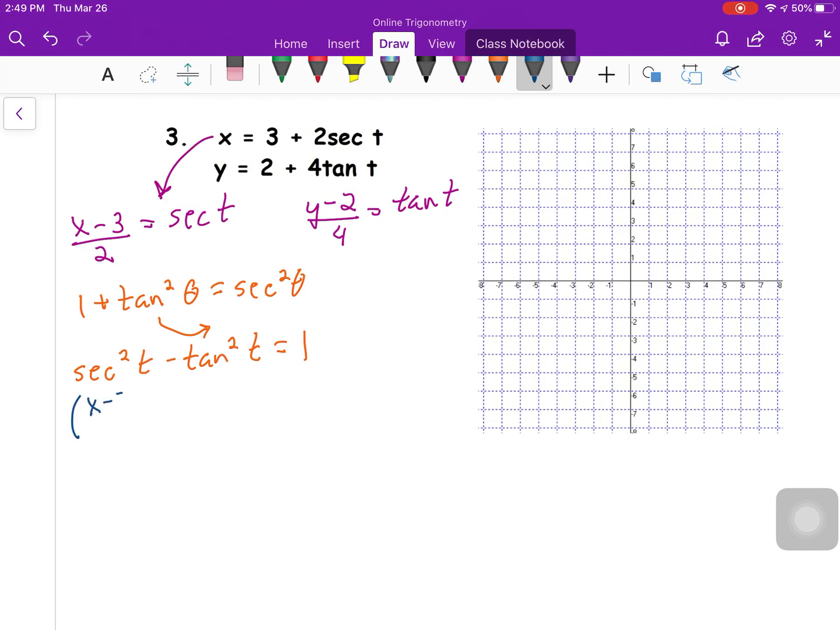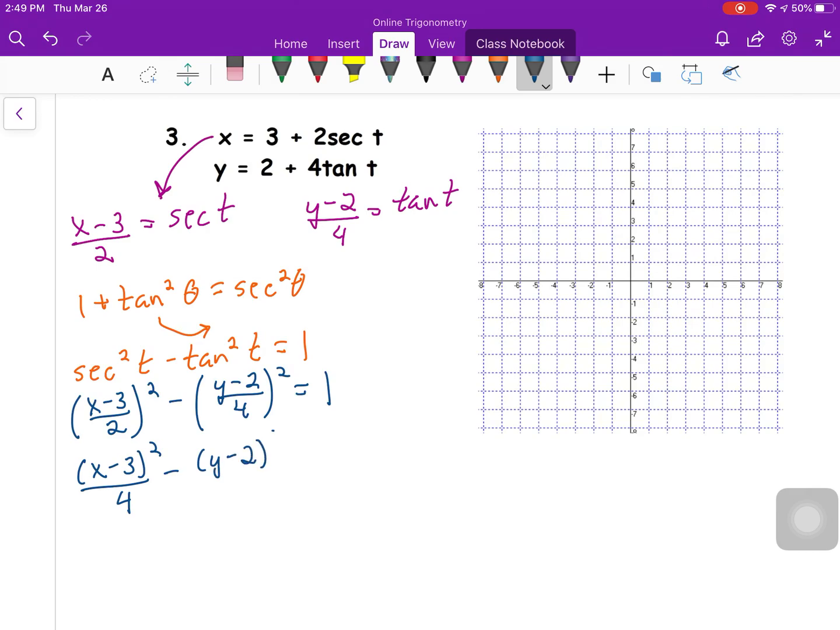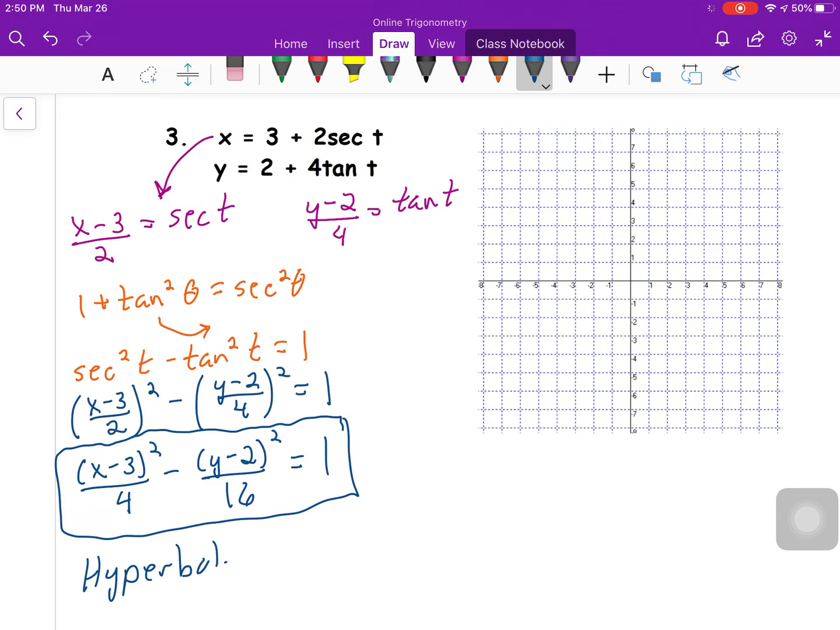And now we'll go ahead and replace the secant with x minus 3 over 2, and that whole quantity is squared. We'll replace the tangent with y minus 2 over 4, and that whole quantity is squared. And again, this is not a standard form for any of our conics, so we have to go a little further. We don't have to square the binomials. We can leave that as x minus 3 squared. I will have to square the bottom number. And y minus 2, quantity squared, over 16 equals 1. This would be our answer for eliminating the parameter. This is the standard form of our conic section without the t involved.